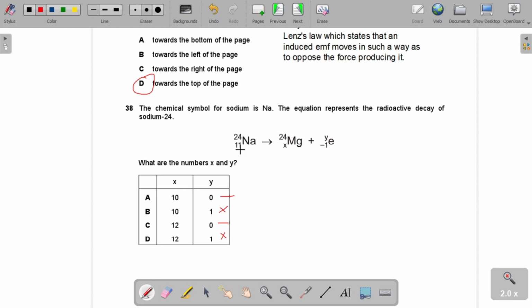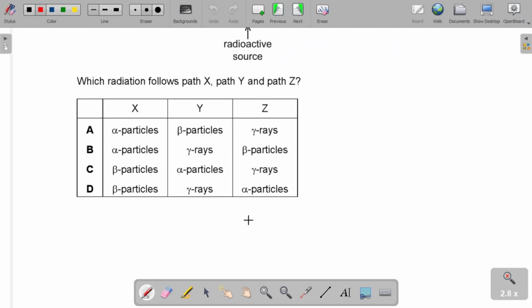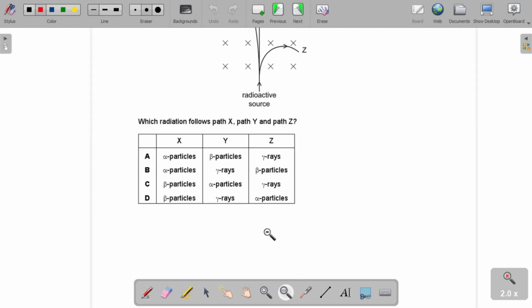Let's see how to balance this one. If this is 11 and it has lost an electron here, this one is going to be 12. And then you have 12 minus 1 to give you 11. So it is 12 and 0, and that is C. That means this is also wrong. Okay, let's go to the next question.